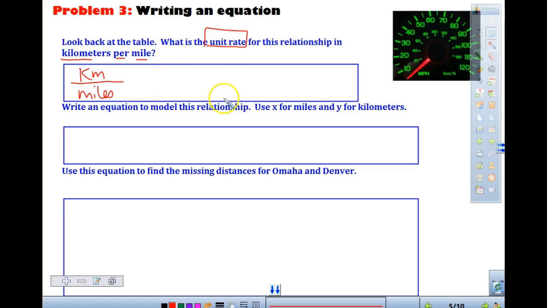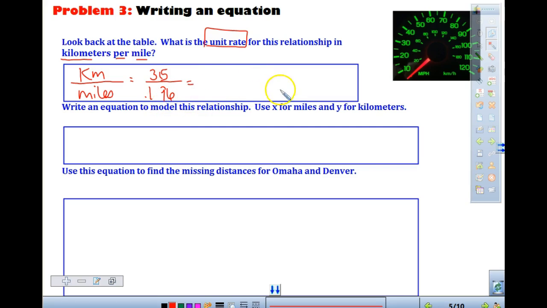Hunter, tell me a city from Fargo. Pick one of these cities, not Omaha or Denver, but one of the other ones. Bismarck. Okay, so if we're looking at Bismarck, what was Bismarck's kilometers? 315. And the miles was? 196. Okay? So please take your calculator and divide that. 315 divided by 196.